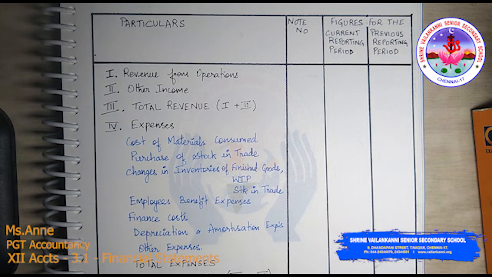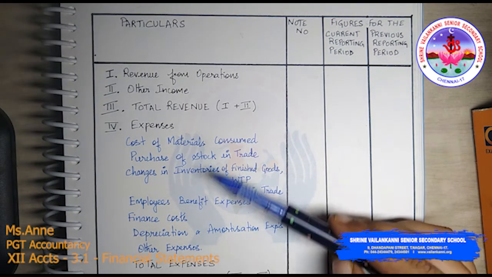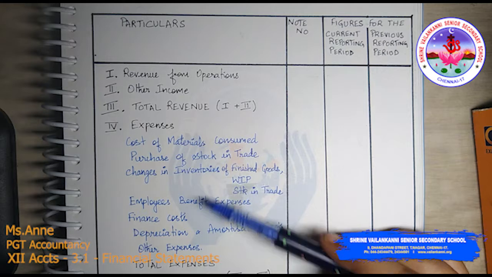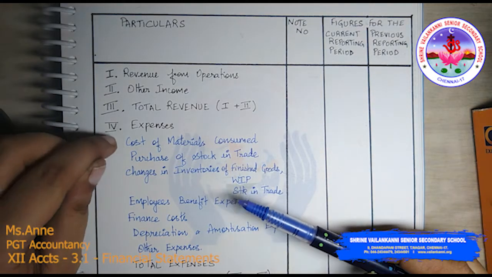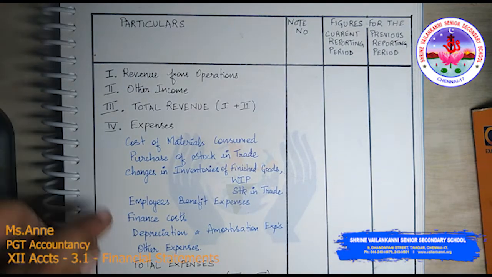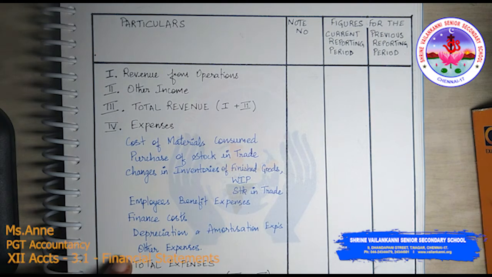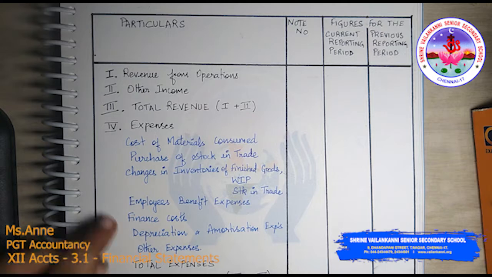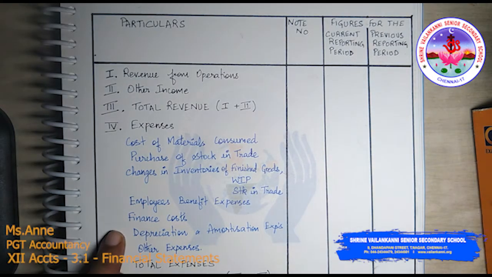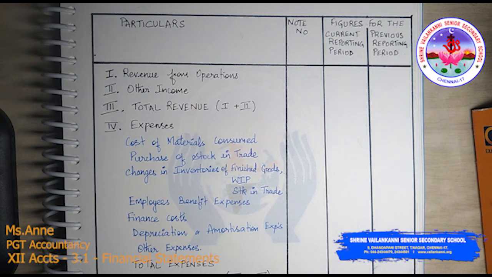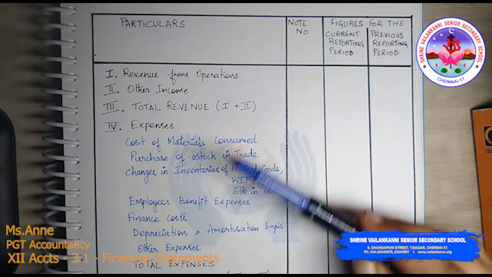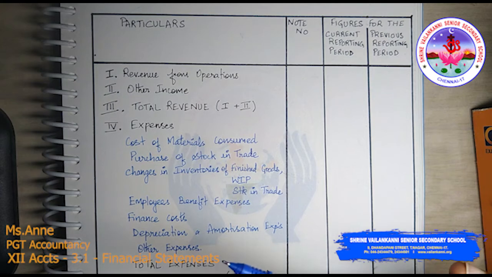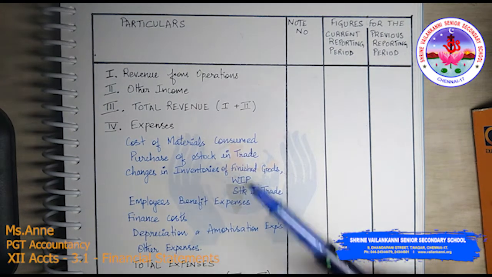Now you may have a doubt: ma'am, can we interchange these? Can we write employee benefit expenses first and cost of material consumed at the last? No, strictly don't do that. We will follow Schedule 3, because I want you to become a very good accountant. So you have to follow this by order only.